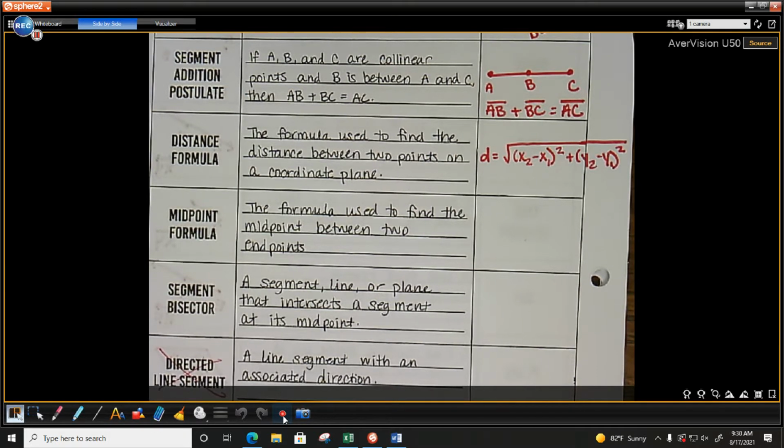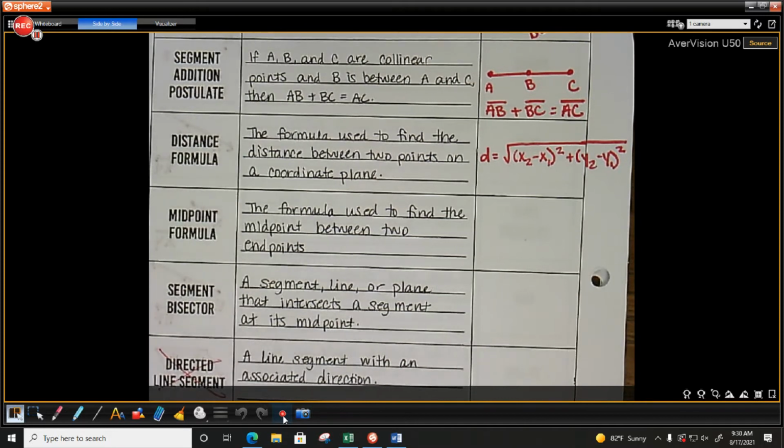Do y'all remember like m equals y2 minus y1 over x2 minus x1 from algebra, finding slope? Will we have to memorize the formulas? Some of them you're going to need to memorize. I will let you know once we decide which ones. Distance formula and midpoint formula you're probably going to need to memorize.